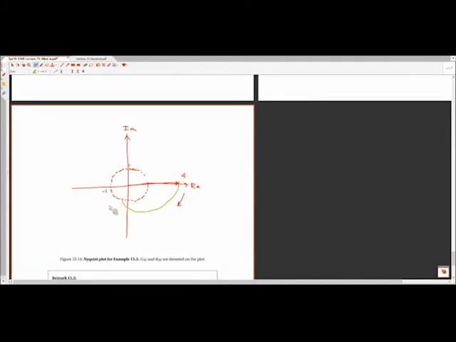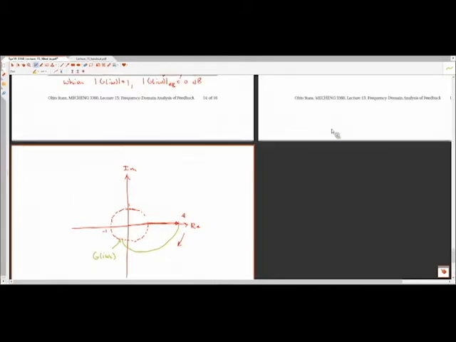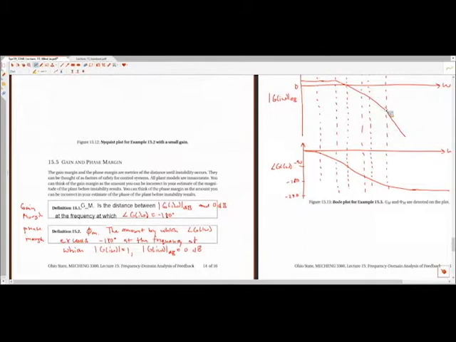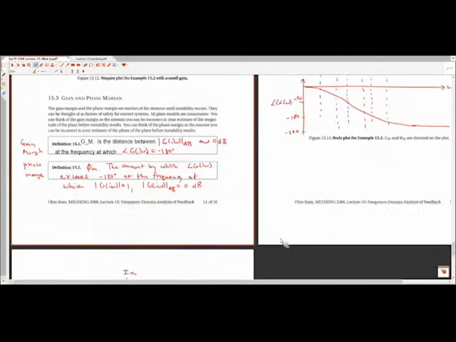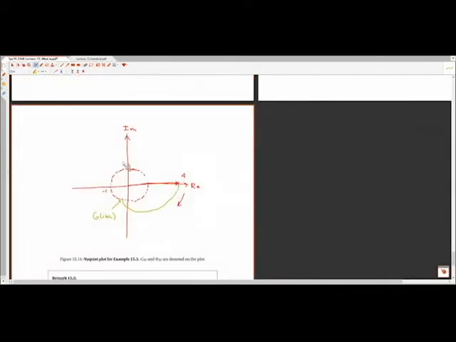So this would be G evaluated at the crossover frequency, which is exactly when the magnitude equals 1. And then if we look at how this finishes, it finishes with a very small gain and a phase angle of negative 270. Right, so negative 270 is also a positive 90. So that's due north. So it finishes like this.